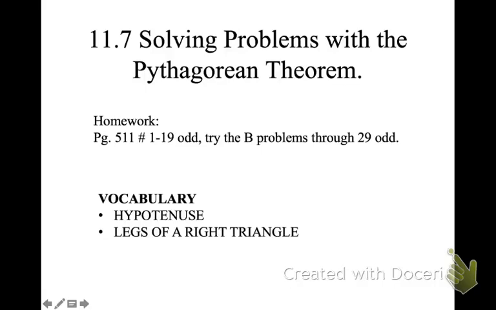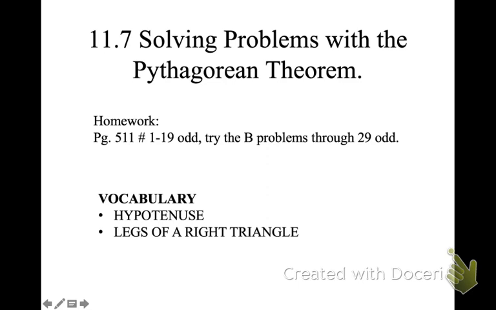Today we're doing 11.7, solving problems with the Pythagorean Theorem. Homework's page 511, 1 through 19 odd. I want you to try some of the B problems, especially 29. If you can't do it, it won't be counted against you. Just make sure you do 1 through 19.